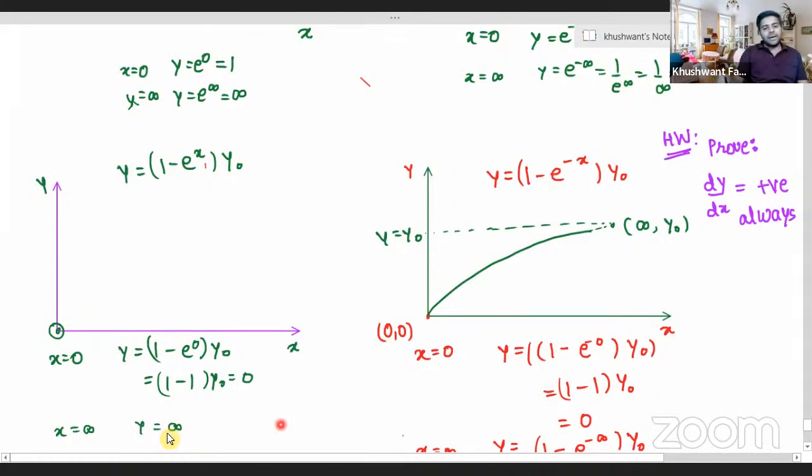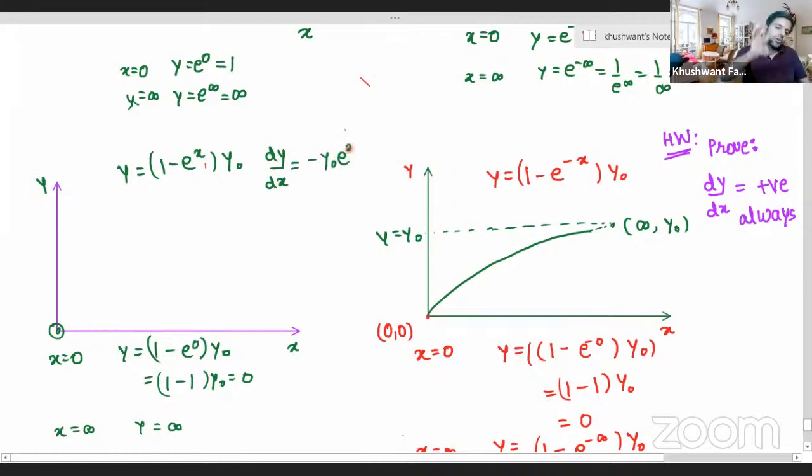So here we'll have one more expression. Try to find out what is dy by dx. What will be dy by dx? Try and tell us, Makesh. Dy by dx will be how much for this one? It will be equal to minus y naught into e power x.